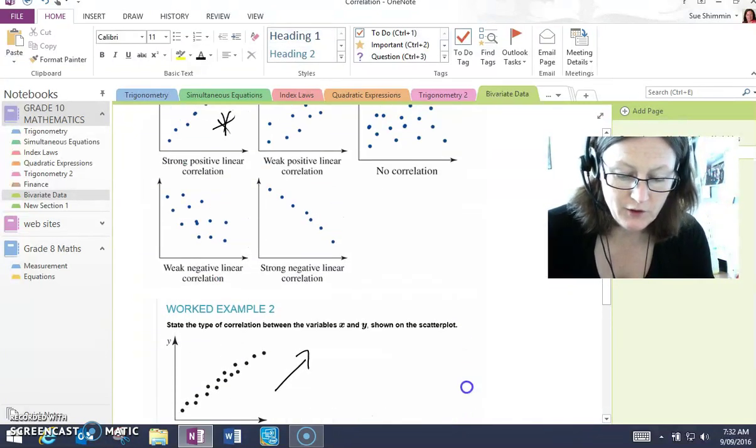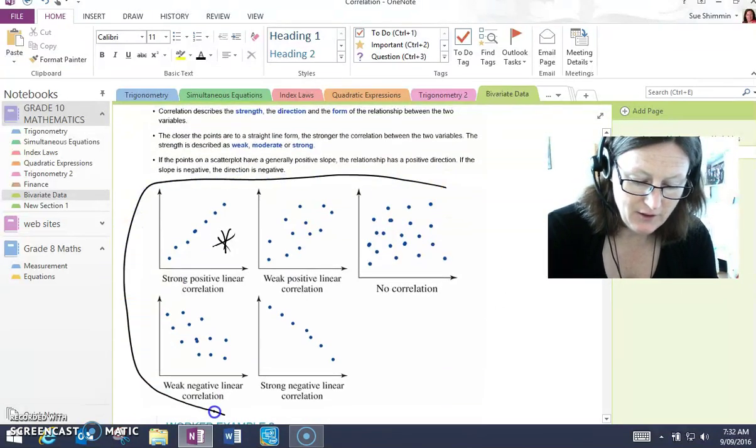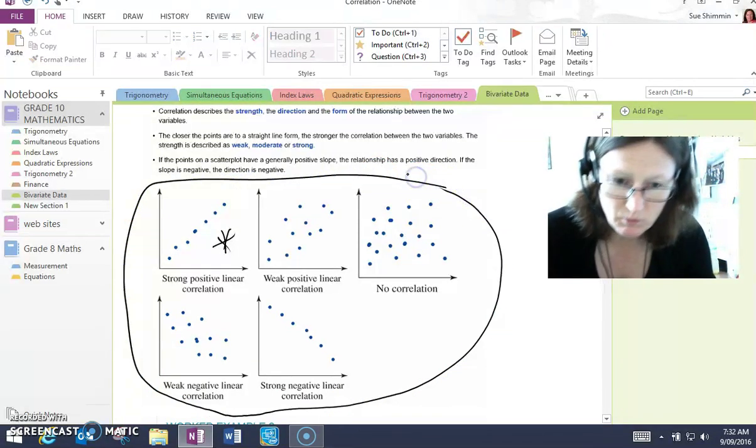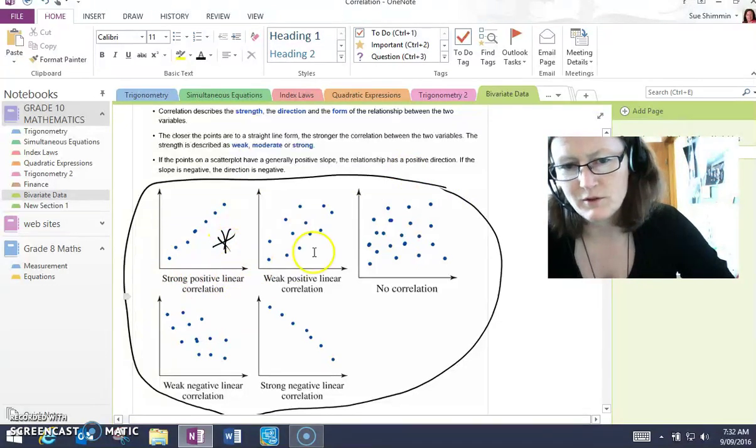Alright, so it's worth looking over these 5 and becoming familiar and just recognizing what we call the different types of correlation.